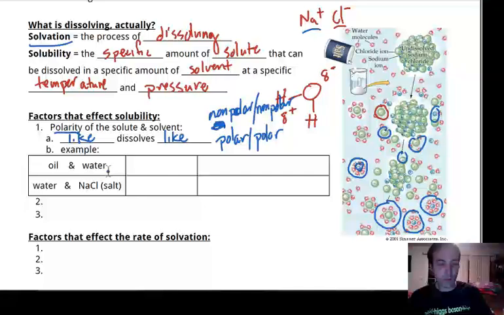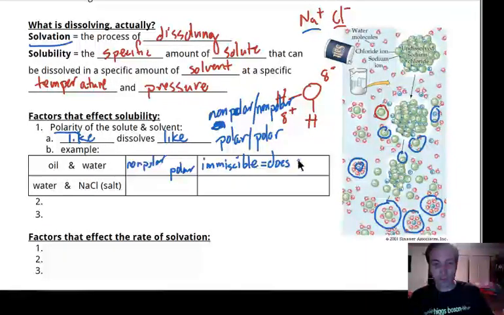Okay, so here's an example. If I take oil and water and I try to mix them together, oil is a non-polar substance, and water is a polar substance. Turns out we would say that this is immiscible. So here's another vocab word. Immiscible means they do not mix. Does not mix, because they are not alike, meaning they don't have the same polarity.